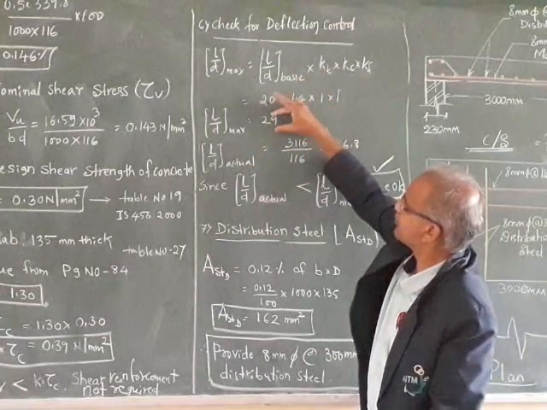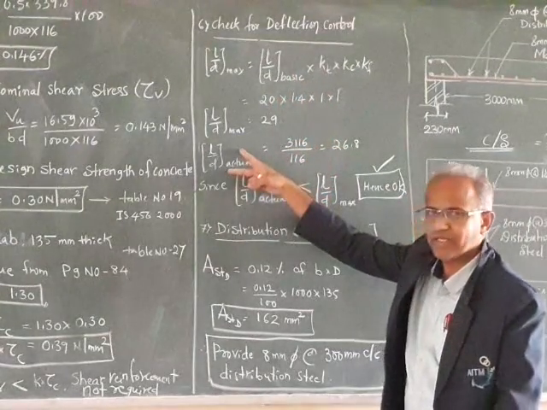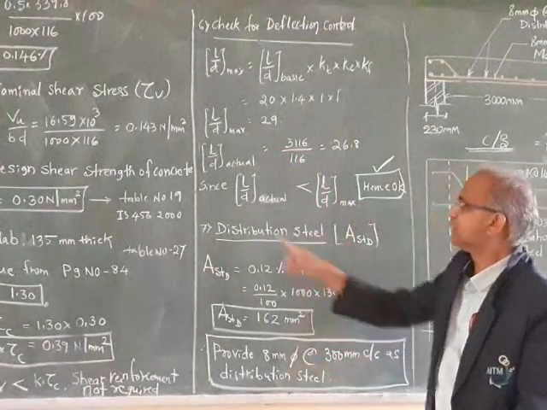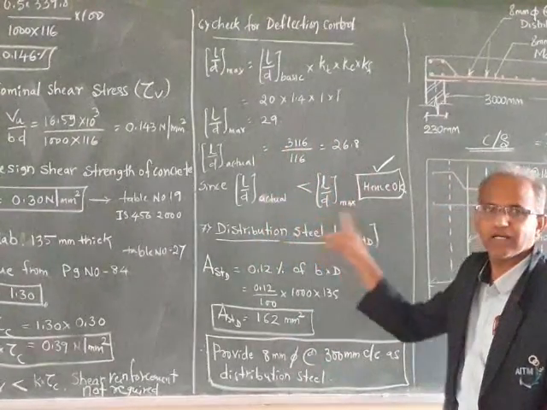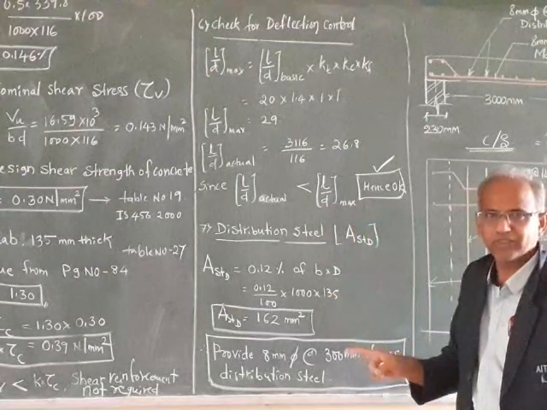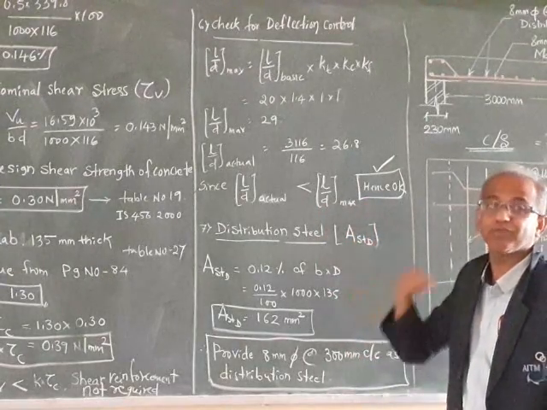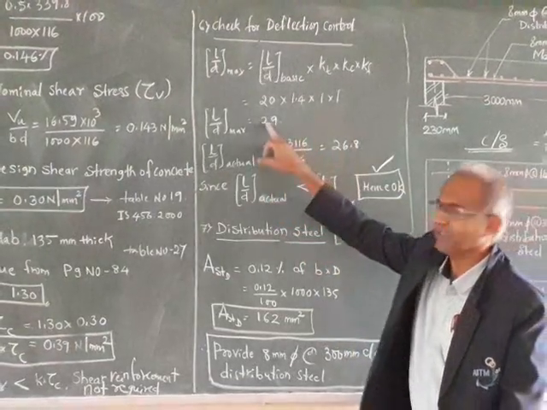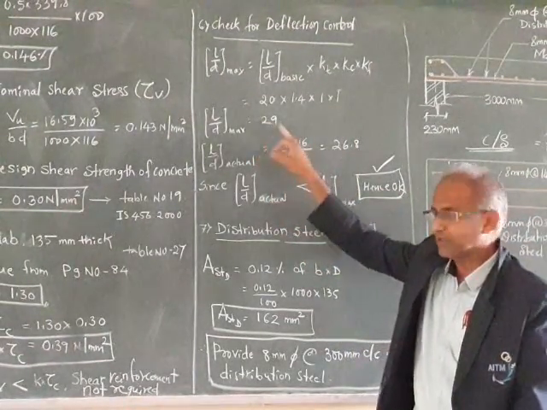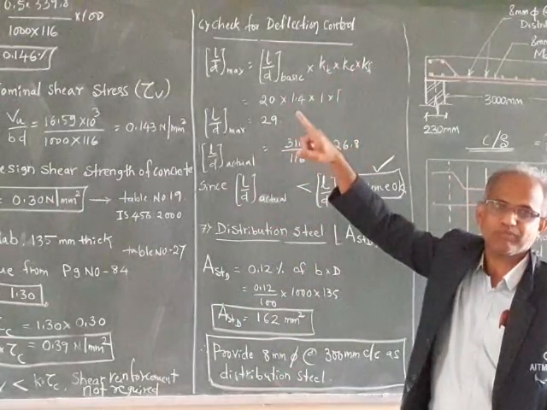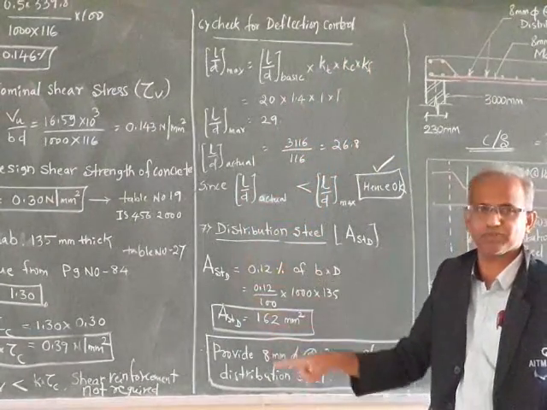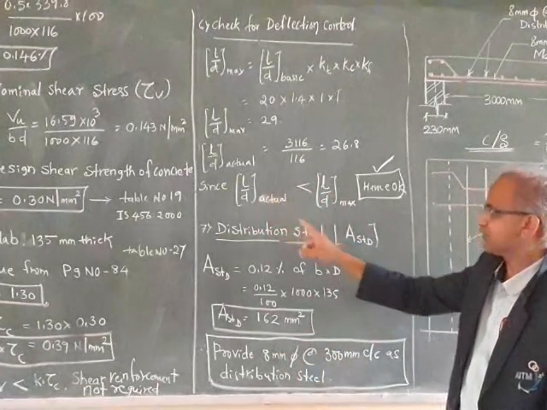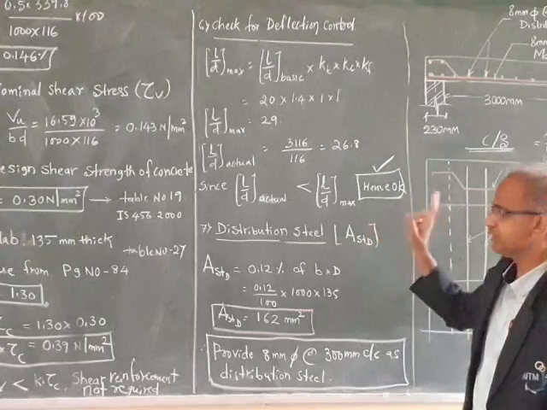So compare this L by D actual with L by D maximum. So this L by D actual is less than L by D maximum, then automatically the deflections are within the permissible limit. So then there is no necessity of revising the depth. If L by D actual is more than L by D maximum, then again you have to go back to the first step and repeat all these steps. Okay, so normally it is going to be satisfied. So hence deflections are within control.